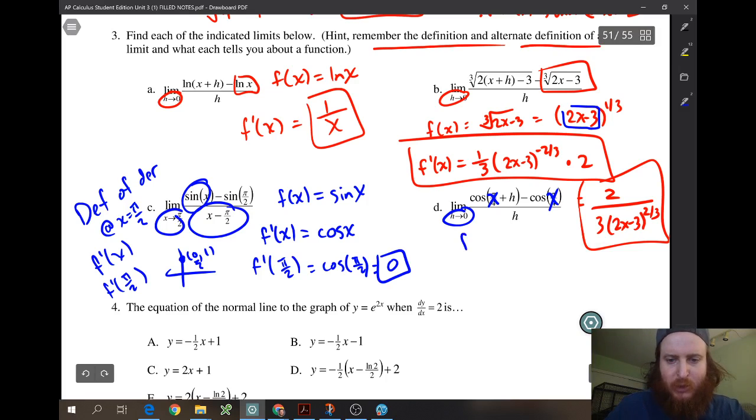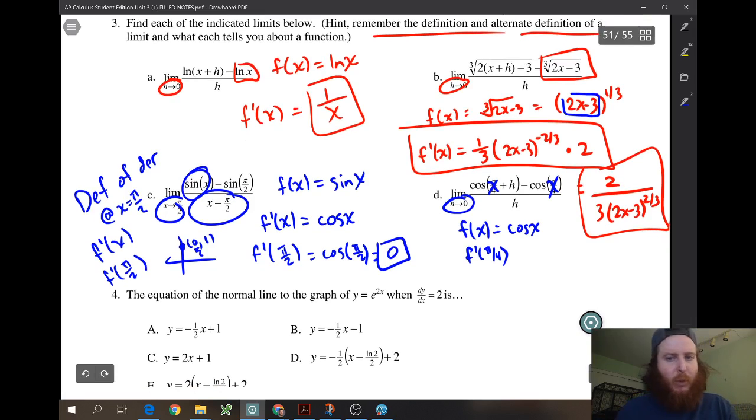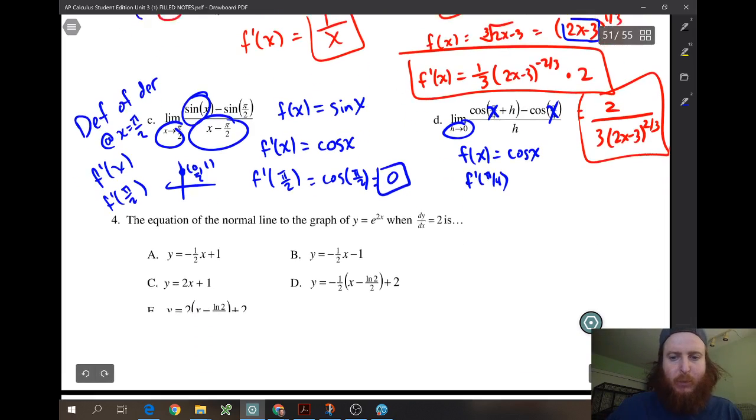So it's almost the exact same thing as the last one, but now we have cosine of x and it's a different point. So we have f of x equals cosine of x, and what we want to know is what is f prime of pi over 4. That's what this question is asking. So we need to be comfortable with all of these forms. The first two were the original two forms, and the second two are alternate forms for plugging in a point.